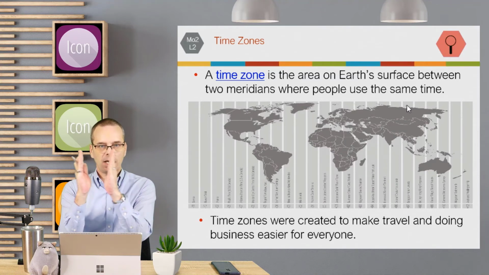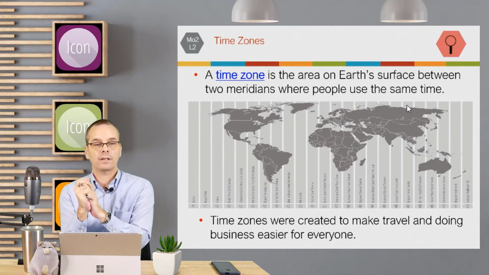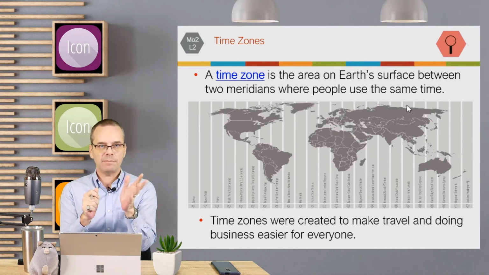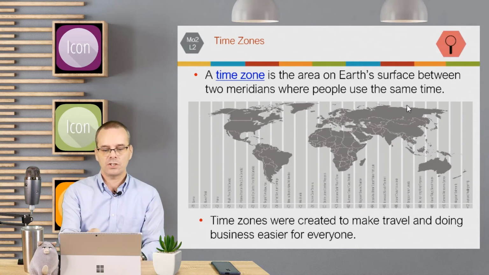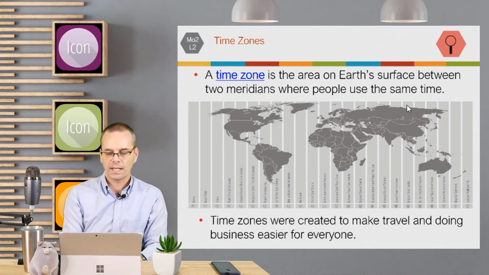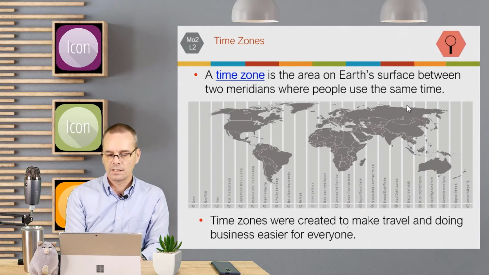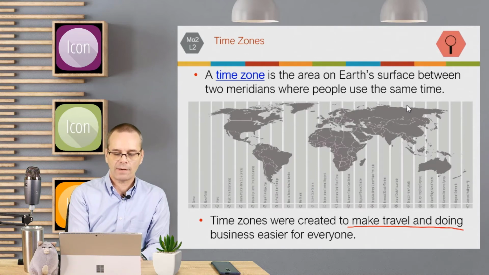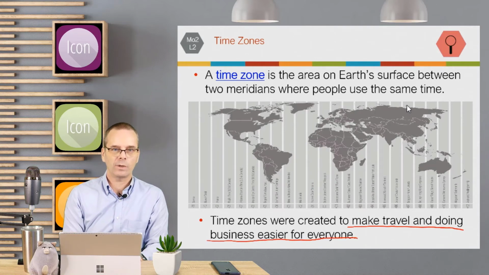Now, time zones exist because specific locations on Earth have a shared time, but it's not the same time everywhere on Earth. So we divided the Earth into different zones depending on where you are. And this is supposed to make travel and business easier for everyone.